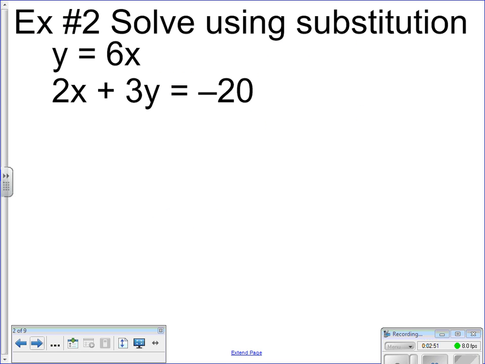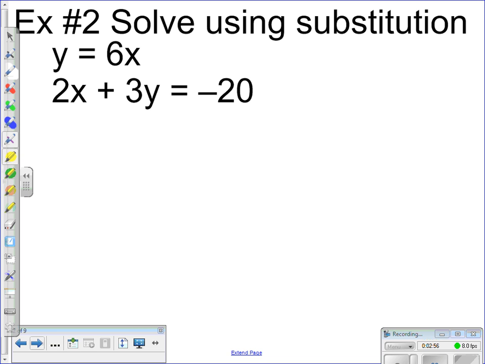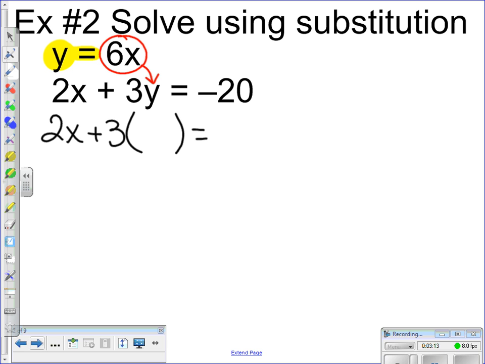Example number 2. We see in the beginning, y equals 6x. So anywhere you see a y, replace it with a 6x. So 2x plus 3 times the y has now been replaced with 6x equals negative 20. At this point, you only have x's in the new equation, so solve for x.